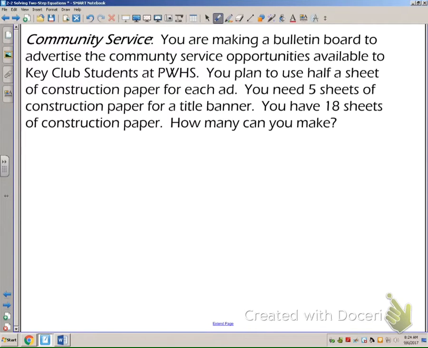Okay, community service. You're making a bulletin board to advertise the community service opportunities available to the Key Club students here at Portsmouth West High School. You plan to use half a sheet of construction paper for each ad. You need 5 sheets of construction paper for a title banner. You have 18 sheets of construction paper. How many ads can you make?